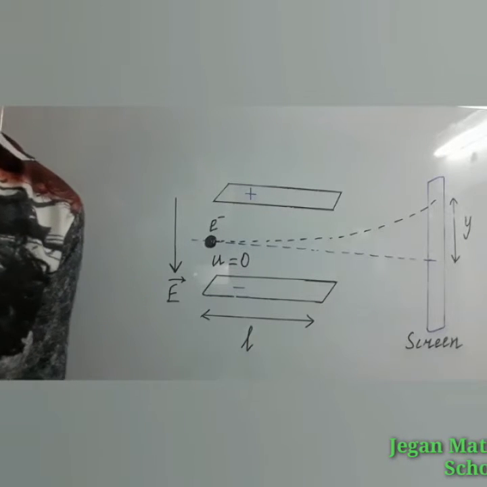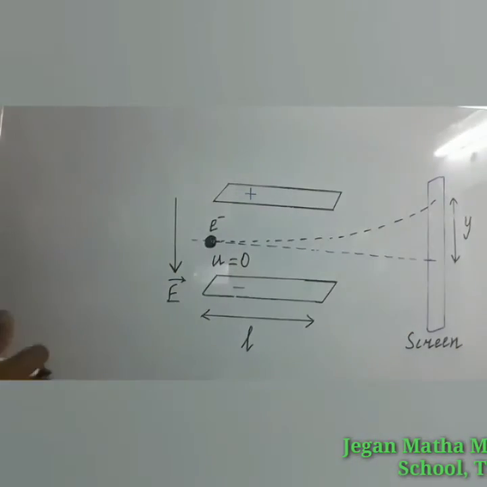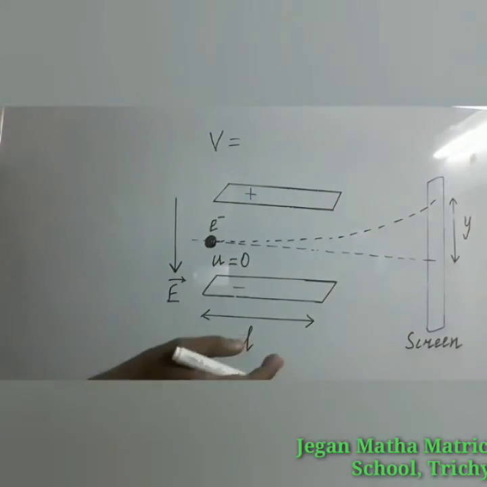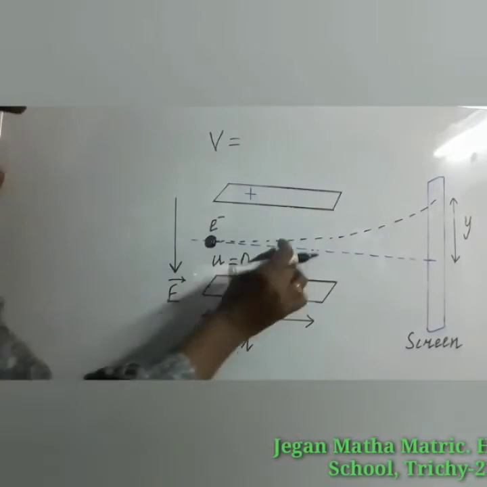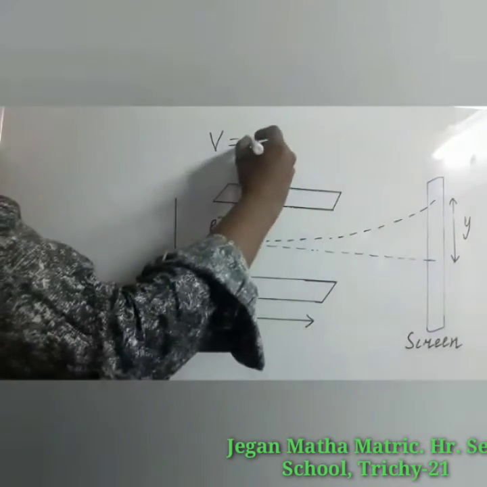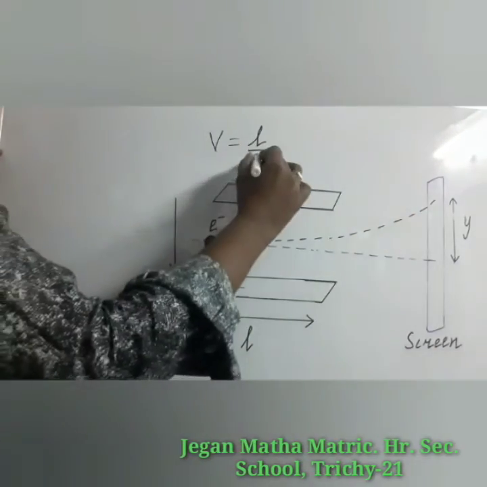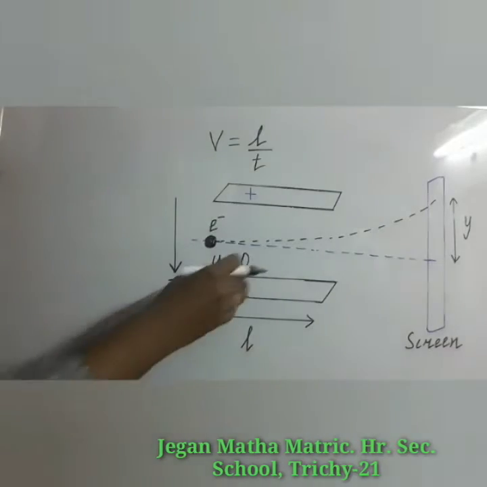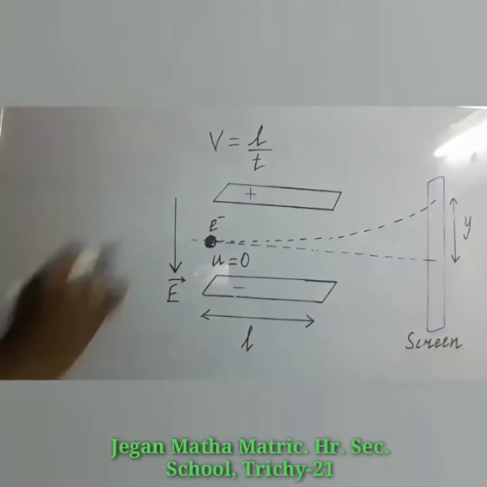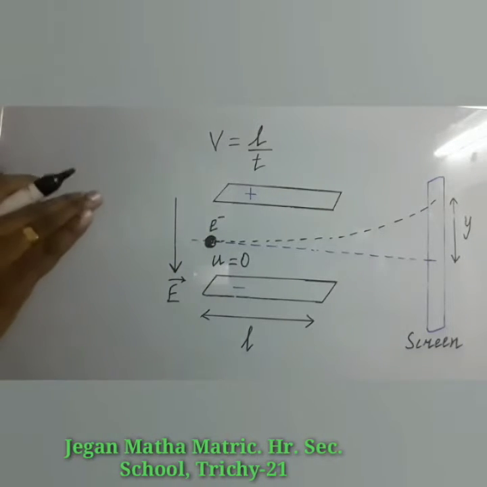Then we can write the expression for the velocity of the cathode rays in the electric field. What is the expression for velocity? v is equal to displacement by time. To travel in the electric field, electrons need to cover the distance l. l is the length of the plate, and t is the time taken by the cathode rays to travel inside the electric field. From that expression we can find the value of time t.